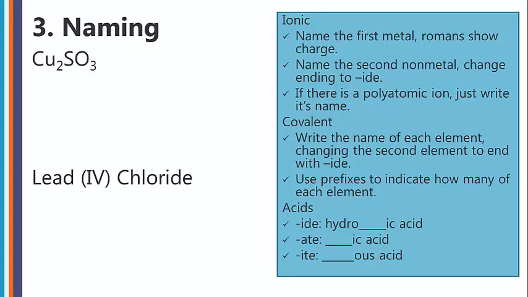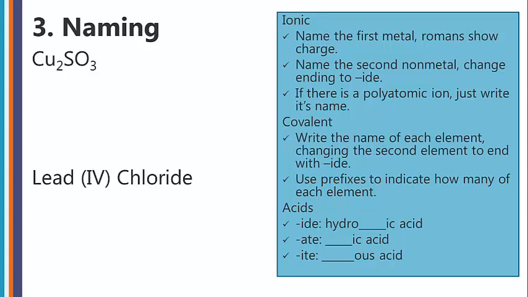For acids, we need to look at the thing that isn't hydrogen and look at the ending of that. If it's "-ide", we're going to name it as a hydro-blank-ic acid. If the ending is "-ate", we're just going to name it blank-ic acid. And if the ending is "-ite", we're just going to name that blank-ous acid.